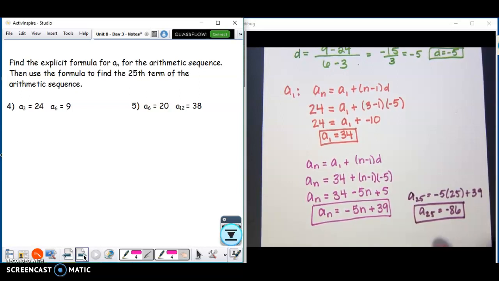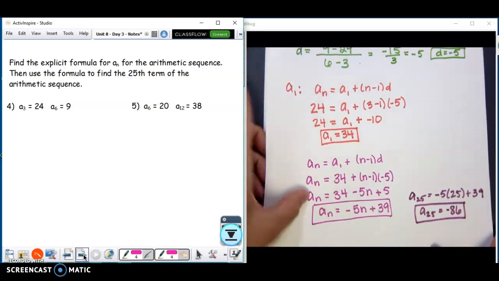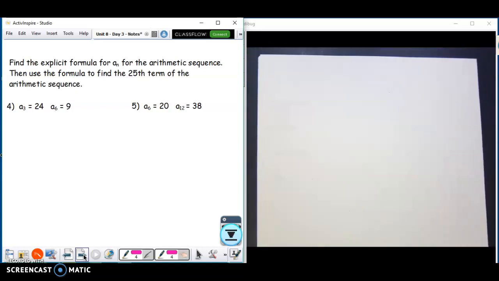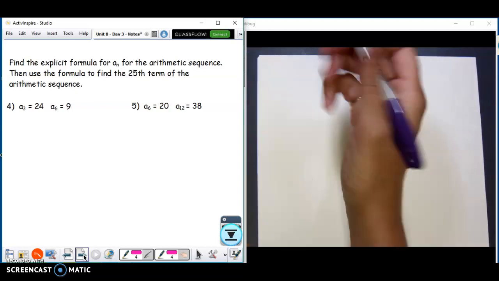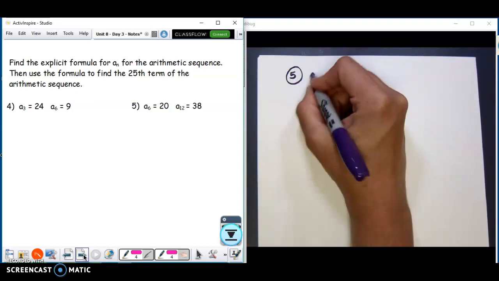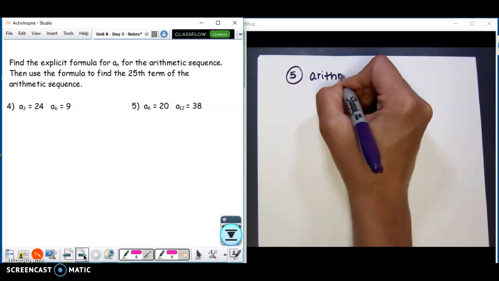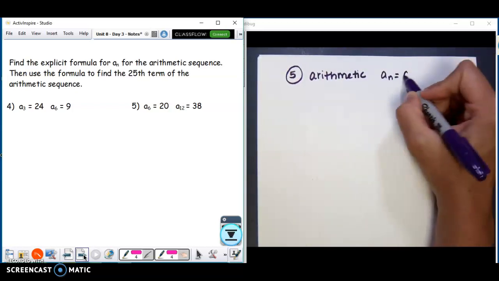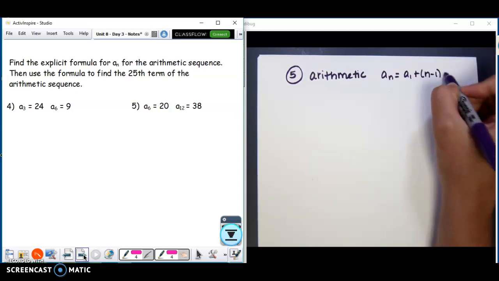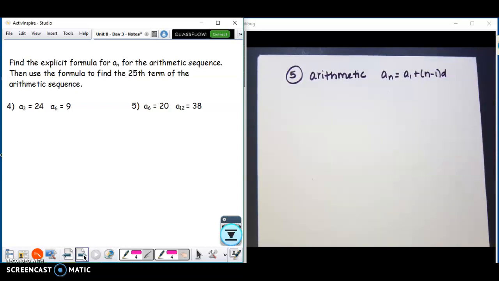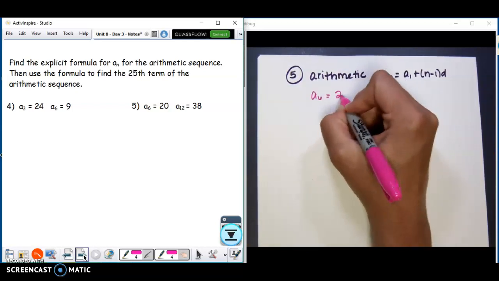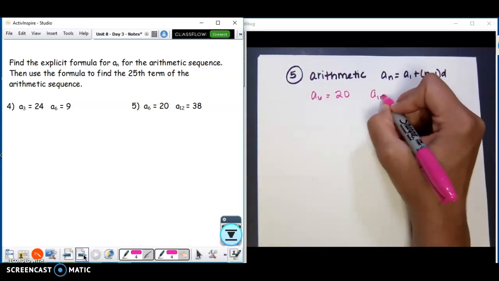Okay. So we have another one of these. Same type of thing for number 5. So for number 5, they're telling us this is arithmetic again, which everything we're doing today is, but when it's not, you got to make sure you pay attention. So this is the formula we're essentially using because we want to write an explicit formula. They tell you a sub 6 is 20 and a sub 12 is 38.